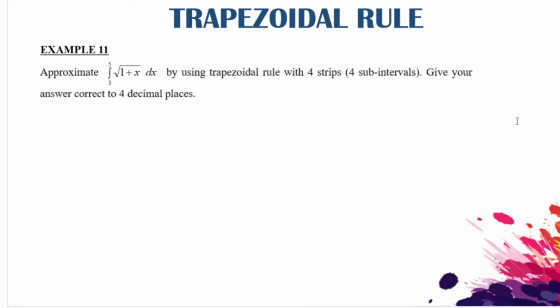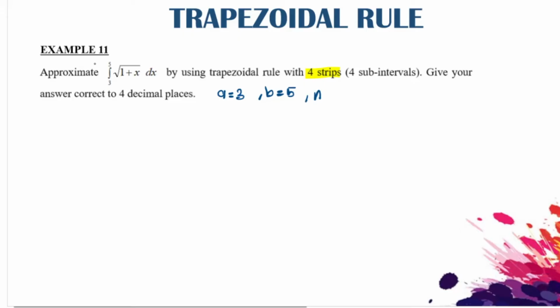So for example 11, the question asks to approximate the integral of square root of 1 plus x from 3 to 5 by using the trapezoidal rule with 4 strips. So as what we did earlier, we have to determine the values of a, b and n. So our a is equal to 3, b is equal to 5. This is your limit from 3 to 5. And for n, here the question gives us 4 strips.